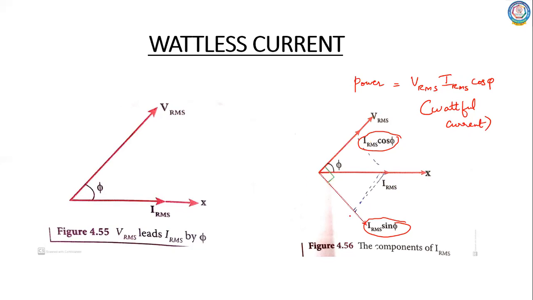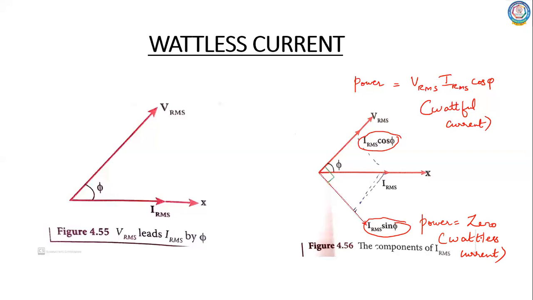Now let us come back to the other component, which is perpendicular to this. What is the angle between this voltage phasor and this current phasor? Forget about this; consider VRMS and this current. When I consider the angle between VRMS and IRMS sin phi, it is 90 degrees. So this component is called the reactive component. Here the phase angle becomes pi by 2, so cos 90 will be 0. So the power consumed here is 0. This is called wattless current. So, wattful current and wattless current.